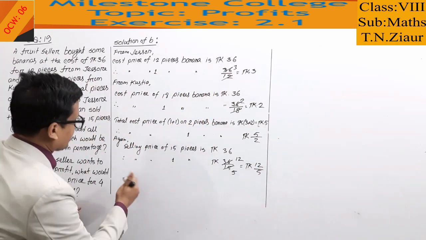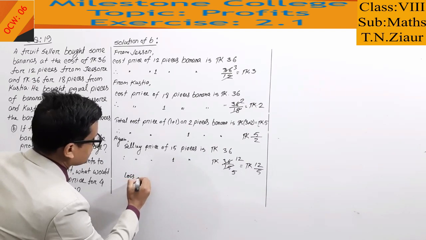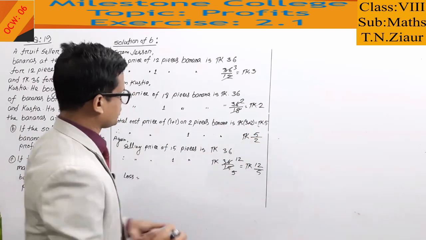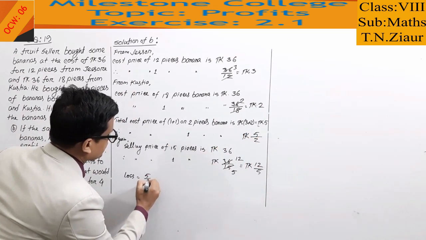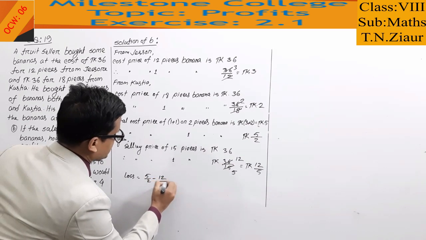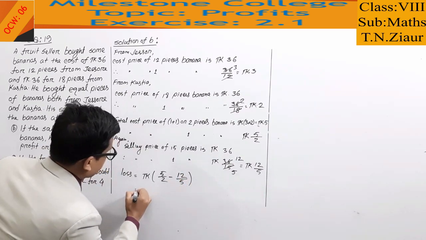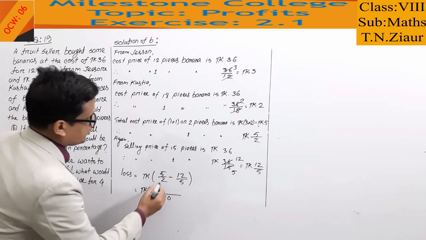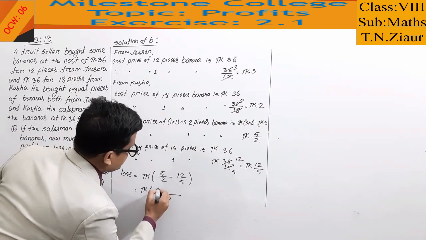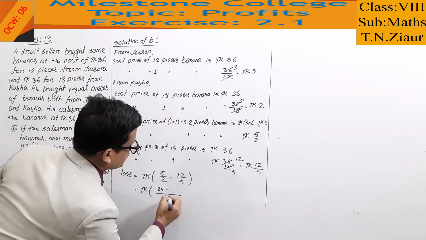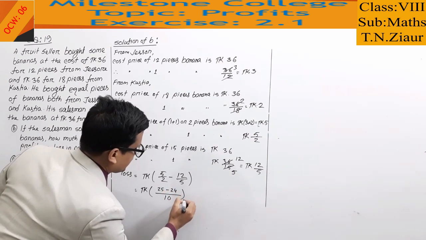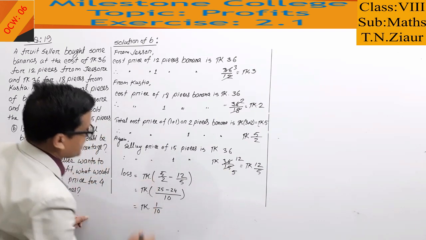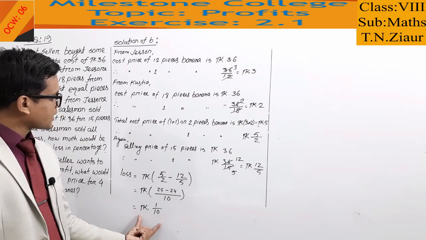So now we'll find the loss. Loss is equal to the cost price 5 by 2 minus the selling price 12 by 5. The LCM will be 10. 5 twos are 10, so 25 minus 5 twos are 24. This one will be 1 by 10 taka. That means this taka is the loss.